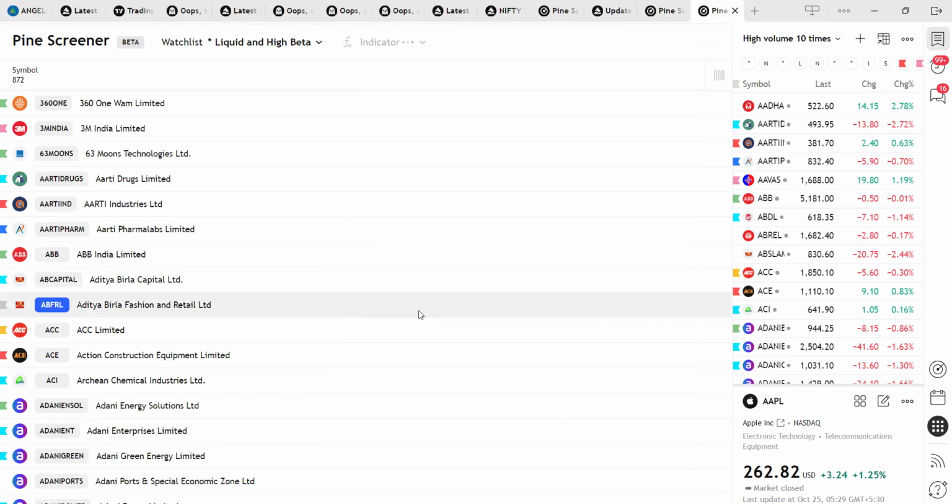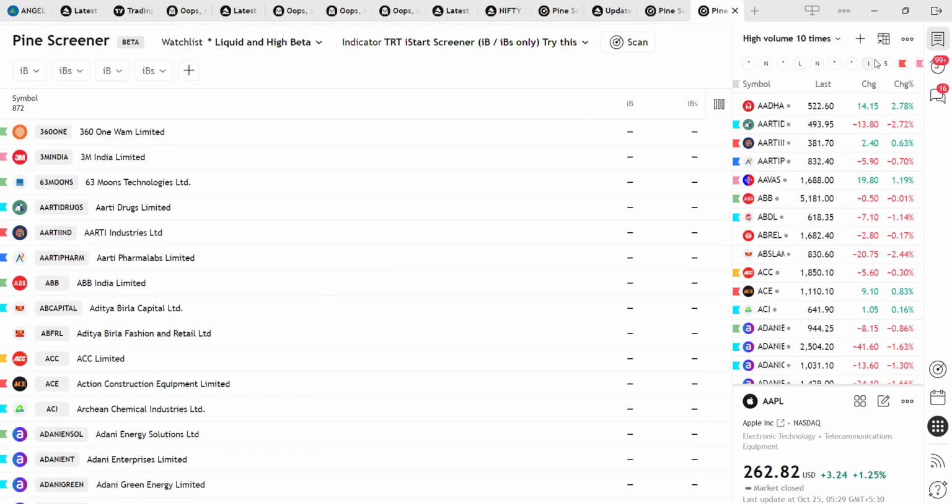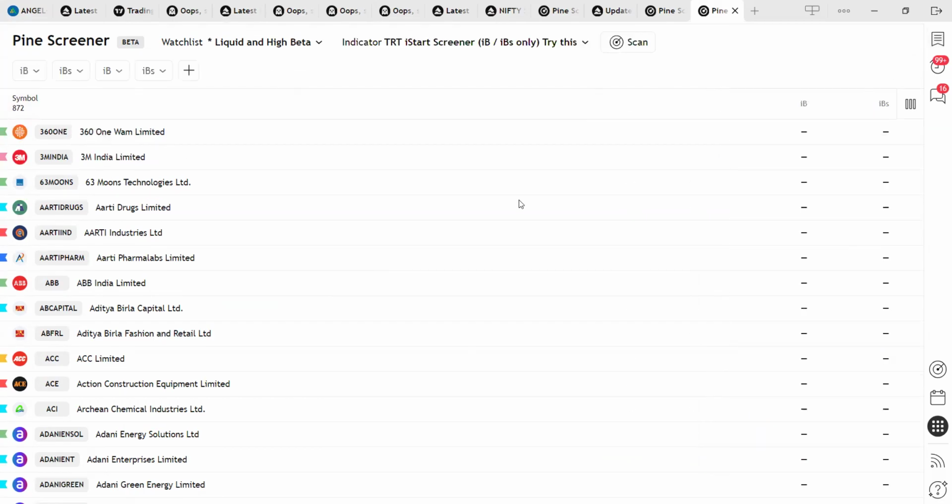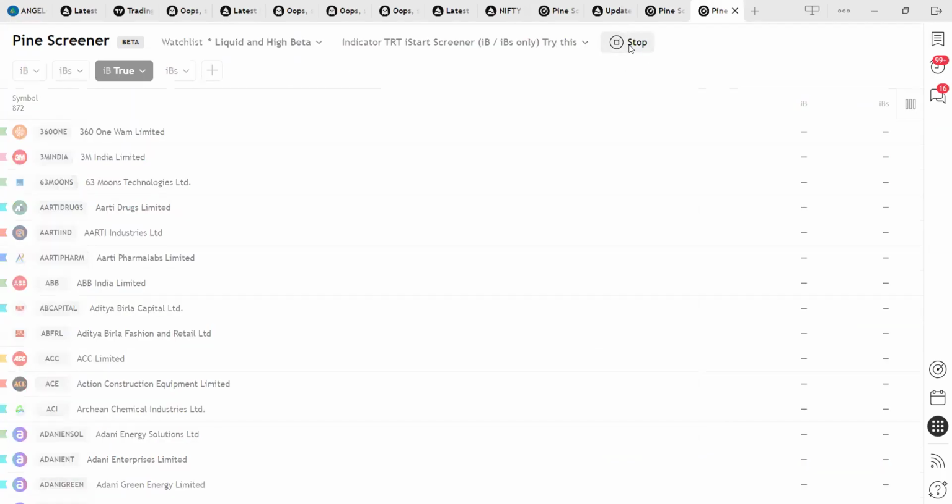So this is a very new screener. It is only for those people who have premium account in TradingView. So this screening will not be possible for everyone. And in this, I will make this condition true. I start and at the buying area.